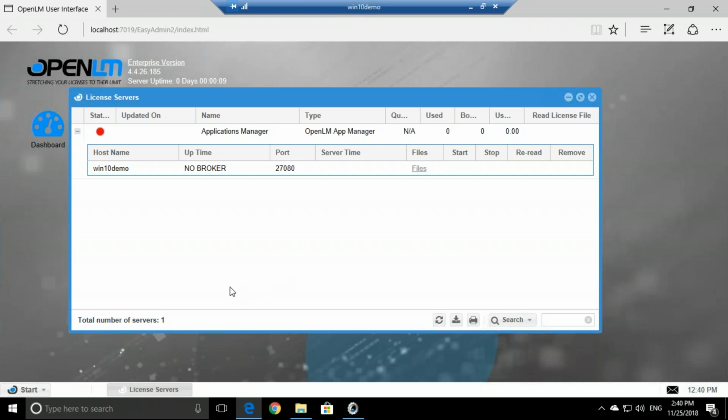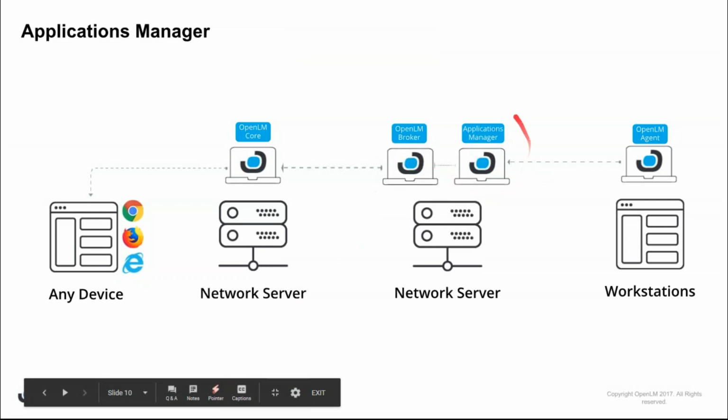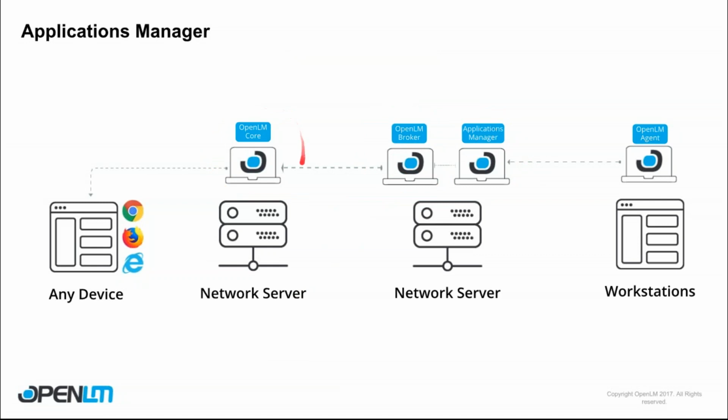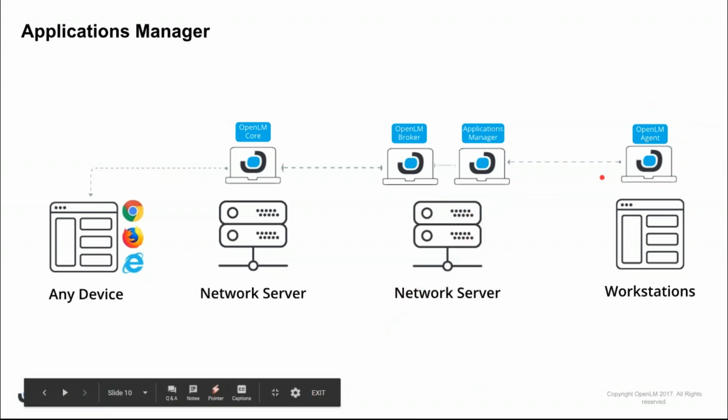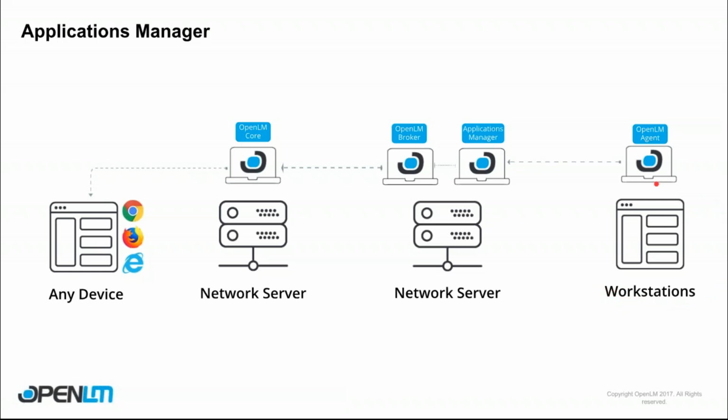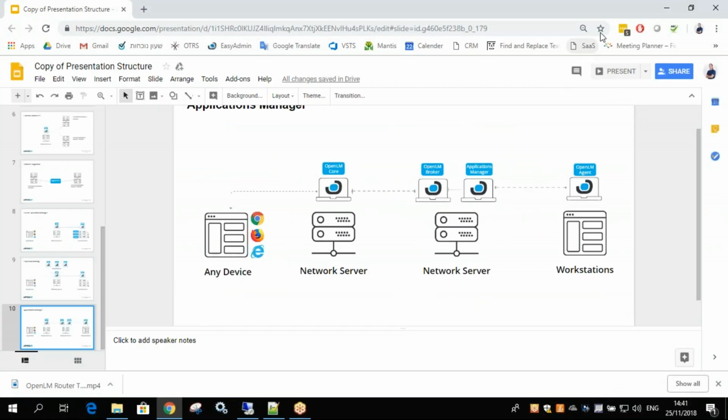So, what do we need to do next? Well, now we need to install the OpenLM agent. We installed the Applications Manager, we installed the broker, we configured it on the OpenLM core, but we did not install the OpenLM agents yet. So what we'll do now is install the OpenLM agent on one workstation, just to show you how it's done. The agent can be deployed to the workstations either the way I'm about to show you, or you can use SCCM or GPO to roll out the OpenLM agents to all the workstations. So let's see how we install the agent on my workstation so it will communicate with the Applications Manager.